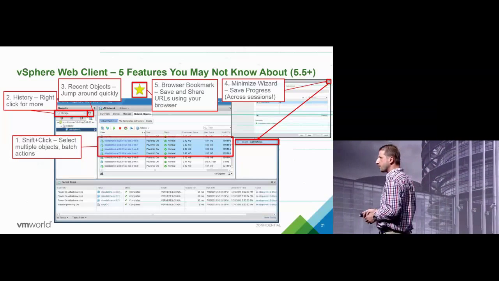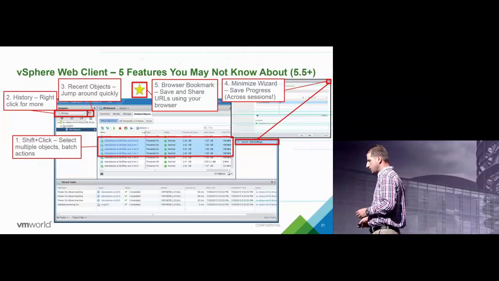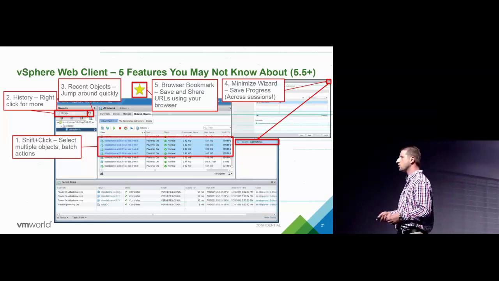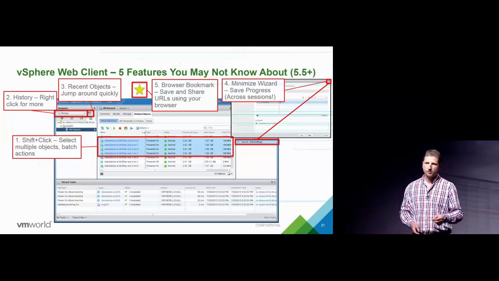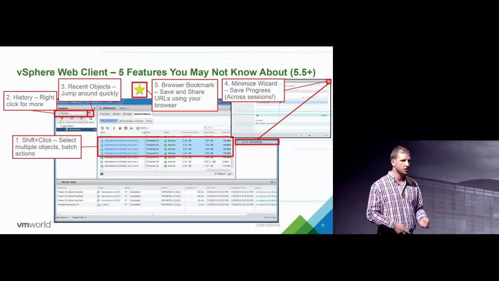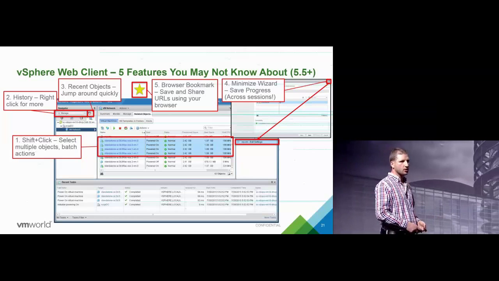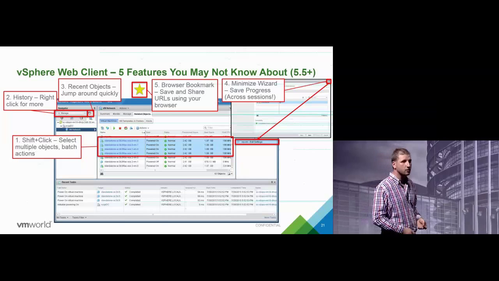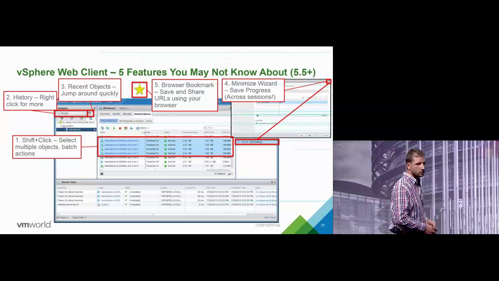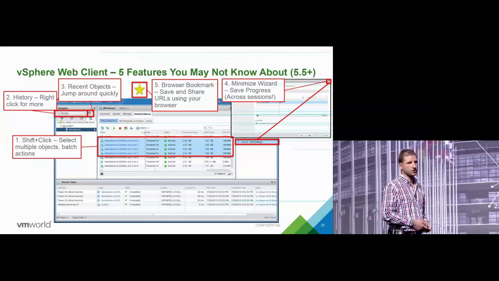Or if you need to explain to a colleague that he or she needs to focus on a particular virtual machine, a particular setting, rather than explaining, go to this virtual machine, click here and there, navigate to here, you can just send an email with the bookmark of this particular location in the web client.